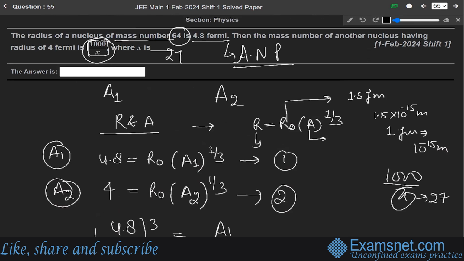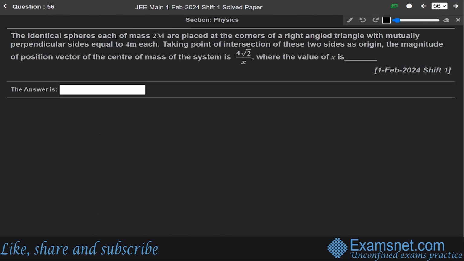Now next question 56. Three identical squares, each of mass 2m, are placed at the corners of a right angle triangle with mutually perpendicular sides equal to 4 meter each. Taking the point of intersection of these two sides as origin, the magnitude of the position vector of the center of mass of the system is 4 root 2 over x, where the value of x is? So we have to find the value of x. This question is from the chapter of rotational motion.